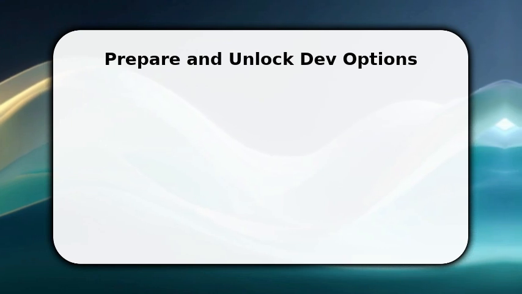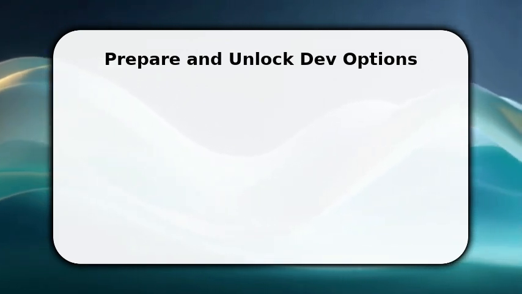You'll start by preparing the phone and unlocking developer options. Make sure the OnePlus Nord 2 has over 20% battery and your PIN ready. Open Settings, go to About Phone, then tap Build number 7 times. You'll see a confirmation that you are now a developer.